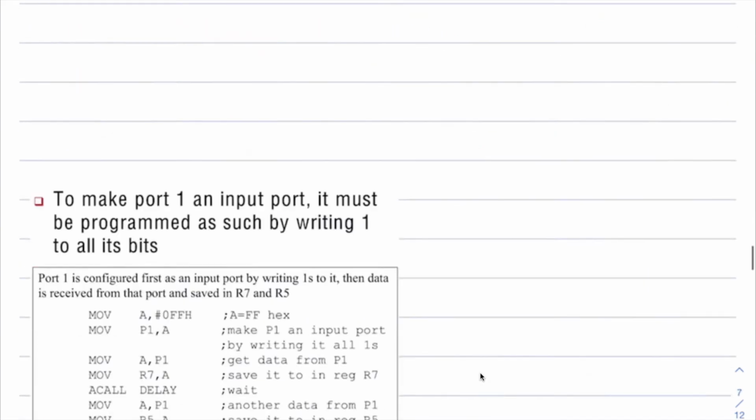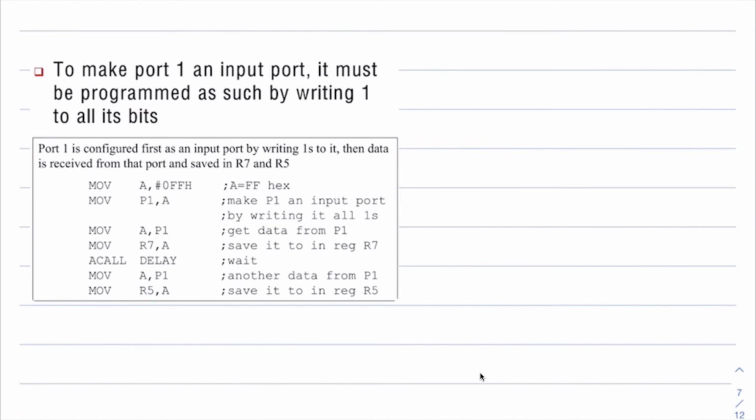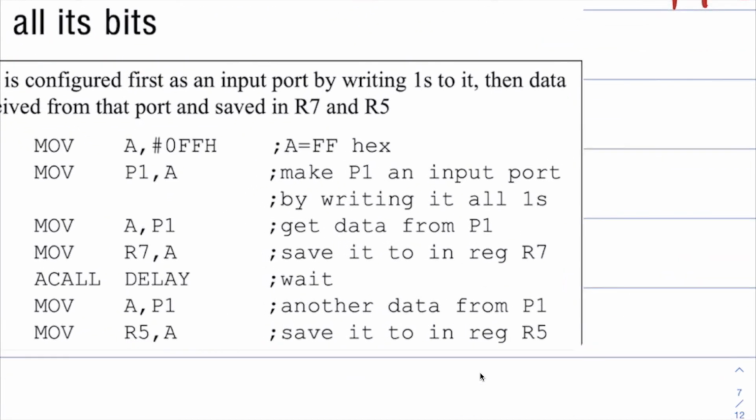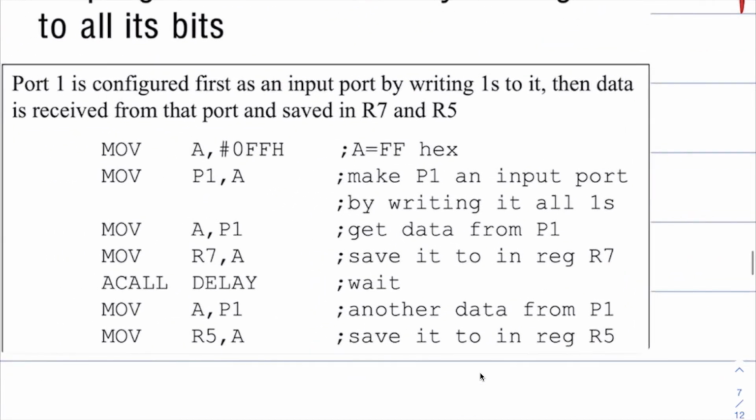So let us take one example. I am going to make port 1 an input port in this program. To make port 1 an input port, all 8 pins must be written as 1. That means we need to write FF to P1. So this is what we are doing in this program. Port 1 is configured as an input port by using these two instructions.